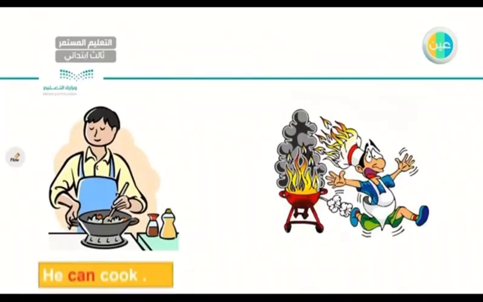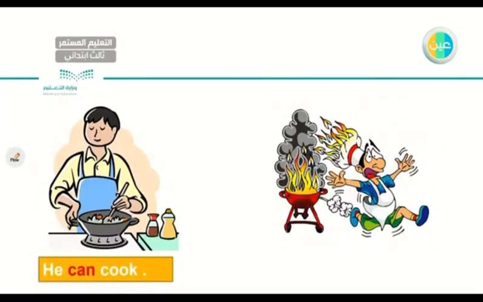Okay. For the first picture, he can cook, right? He can cook. Most probably he's making a very delicious meal. But for the second one, he cannot cook. He can't cook. He just causes a fire, right? So he can cook. He can't cook. Very good.